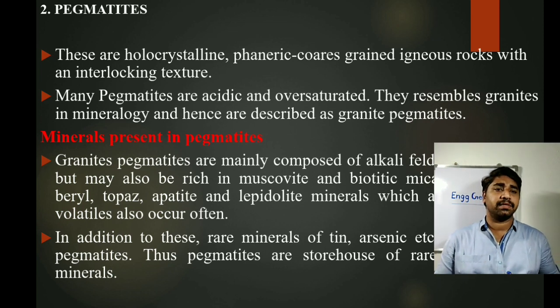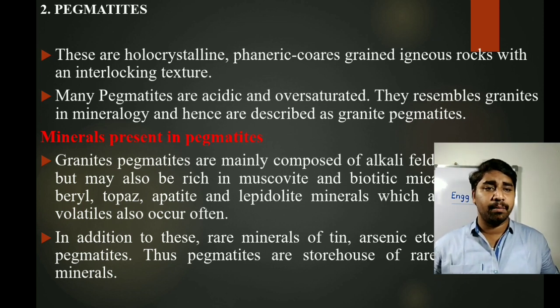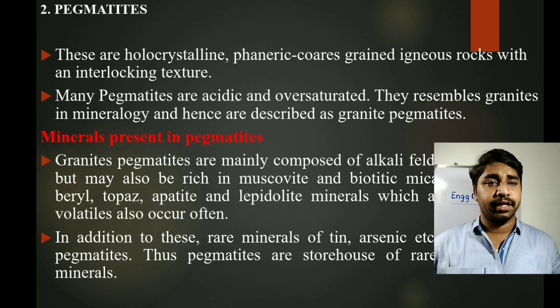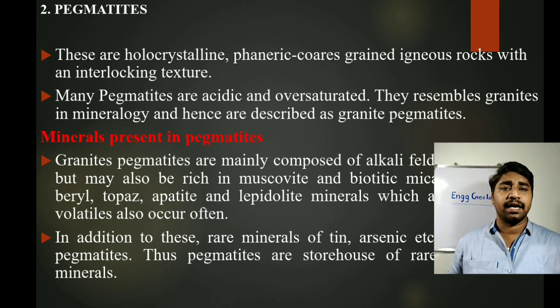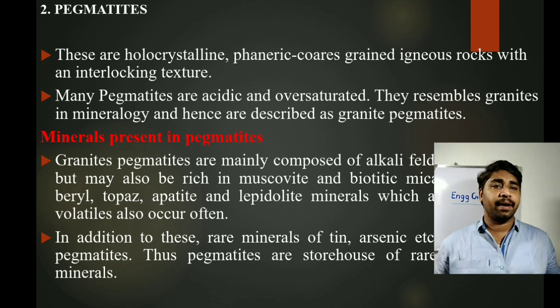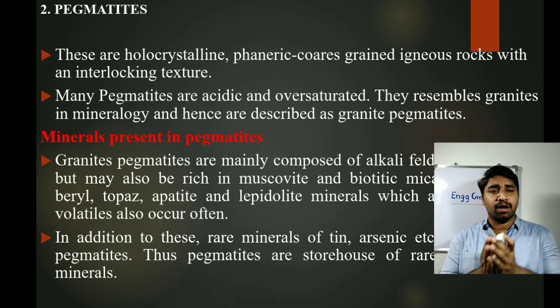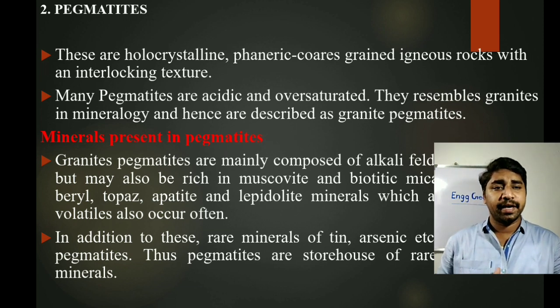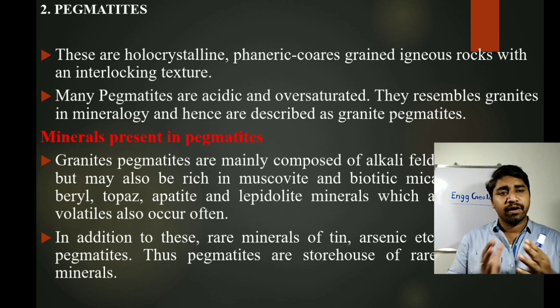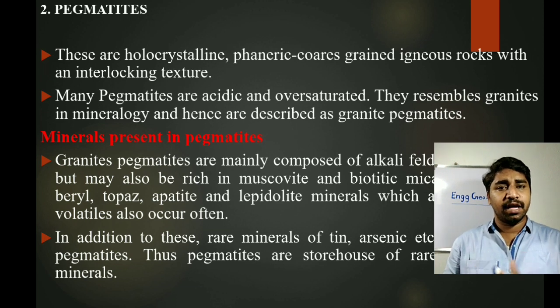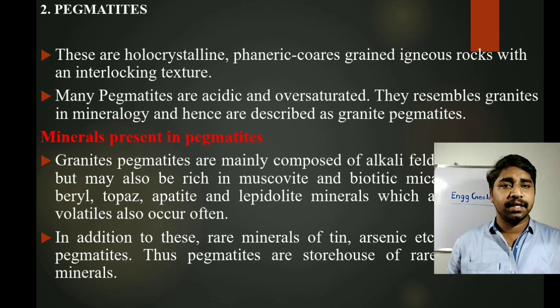Many pegmatites are acidic and oversaturated. Oversaturated and acidic rocks means the silica percentage is going to be more here. When the silica percentage or quartz percentage is more, then we say that it is oversaturated. So they resemble granites in mineralogy and hence they are described as granite pegmatites. Why? Because the mineralogical composition of these pegmatites is the same as what was there with the granites, the same can be seen here with the pegmatites also.